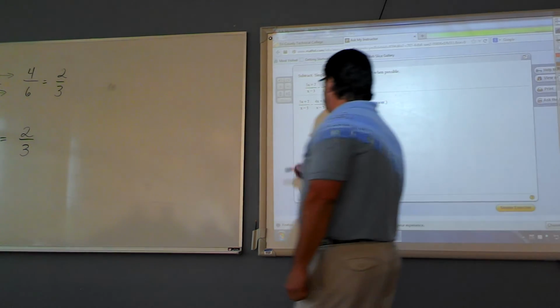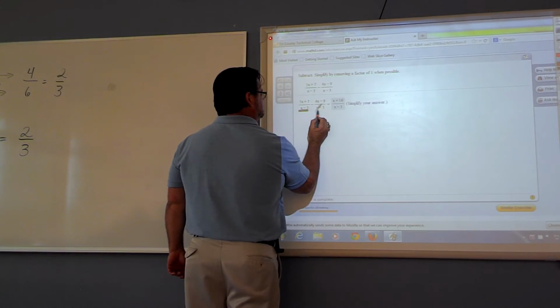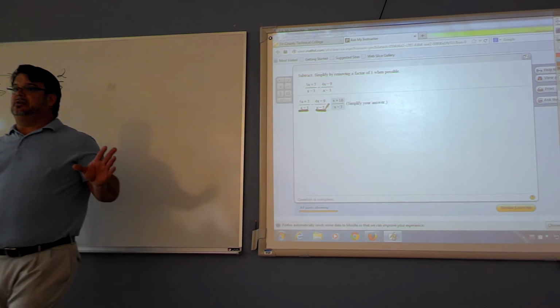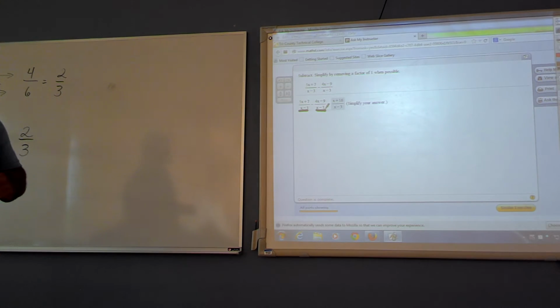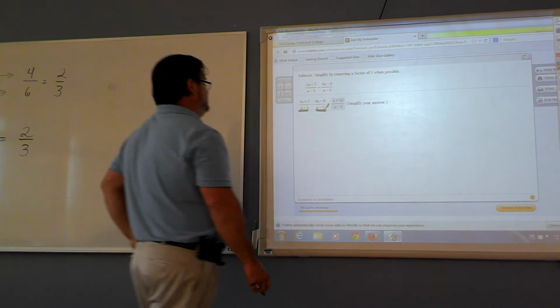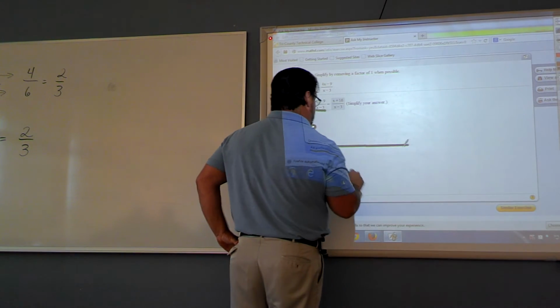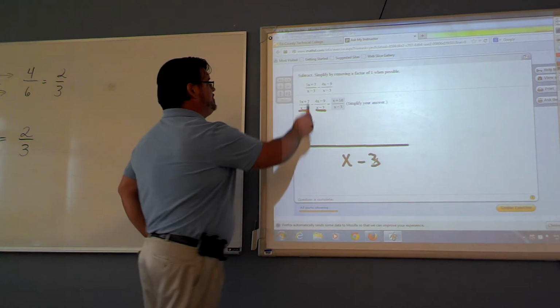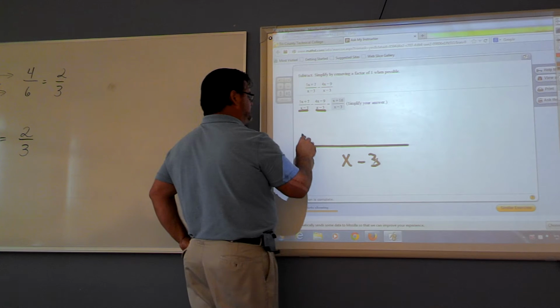This one already has a common denominator, correct? Yep. So you don't have to do anything. All you gotta do is just combine the top. Now, this is what I suggest you do. Put everything over one denominator. And then write everything out up here.